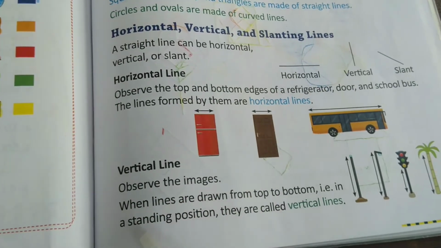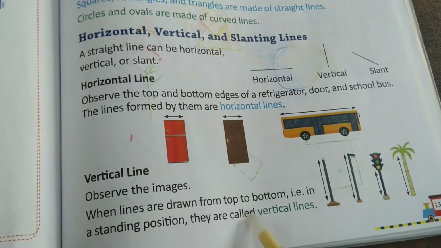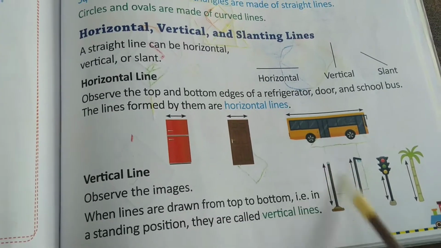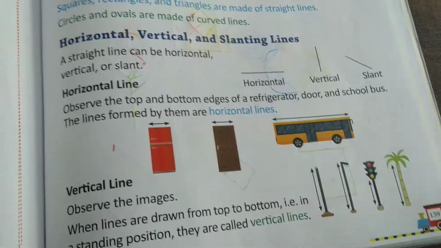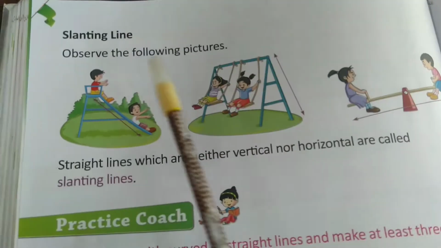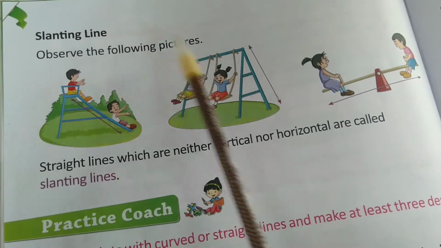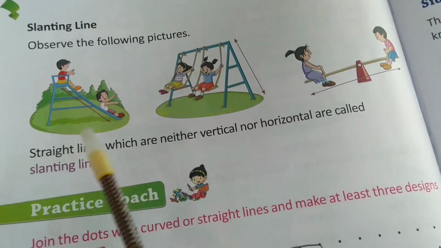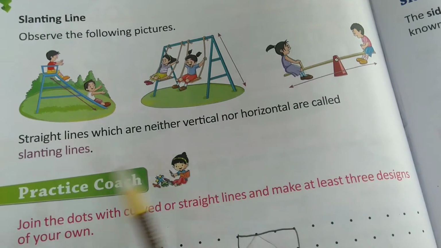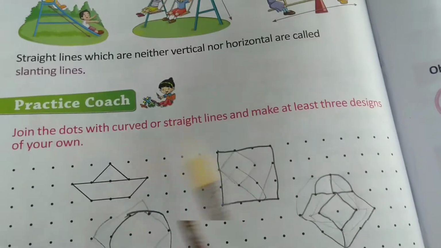Vertical lines. Observe the images. When the lines are drawn from top to bottom, that is, in a standing position, they are called vertical lines. Next comes slanting lines. Observe the following pictures. Straight lines which are neither vertical nor horizontal are called slanting lines.